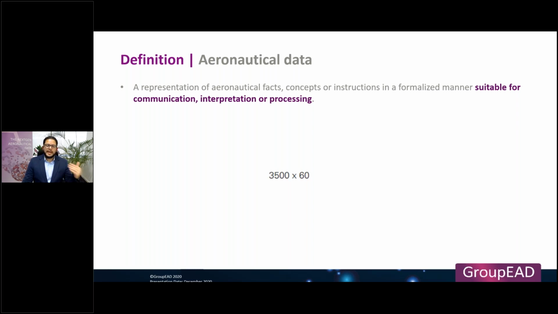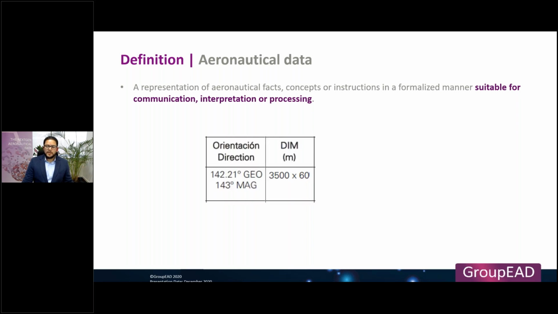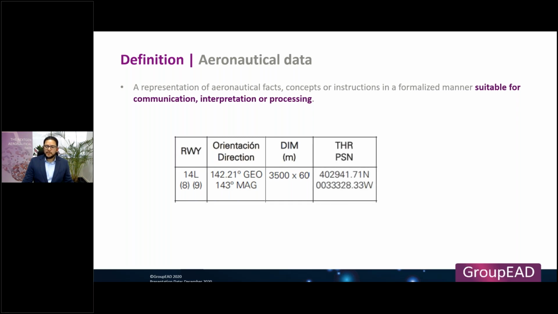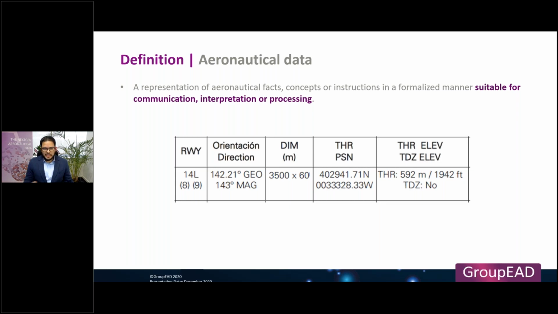But what if I continue adding data and data and data and more data, like, for instance, some units of measurement, some direction, some designators, some location of a threshold, and some elevation? In the end, all this combination of data is giving me a context, it's giving me an idea, it's actually giving me information that we are talking about the properties of a runway. So from here, we can now conclude or infer that information is actually equal to the combination of data in a context, in a specific context.